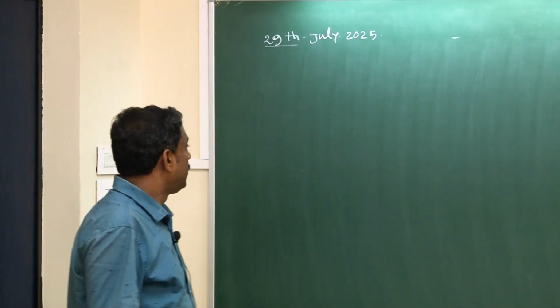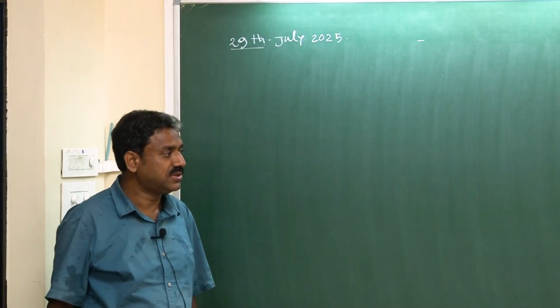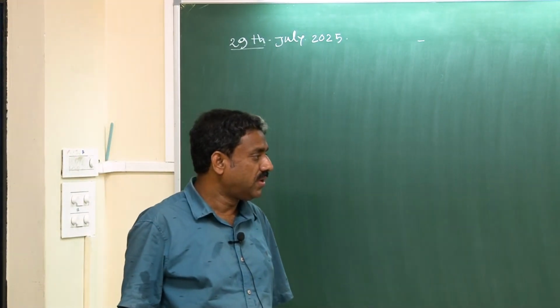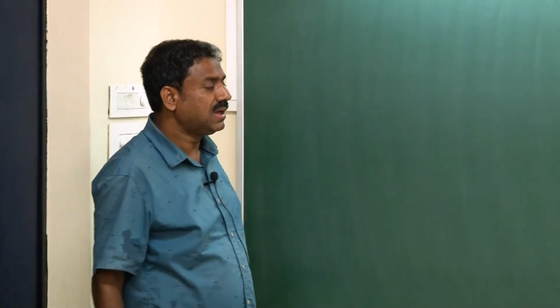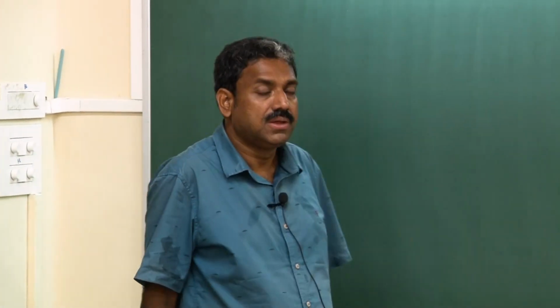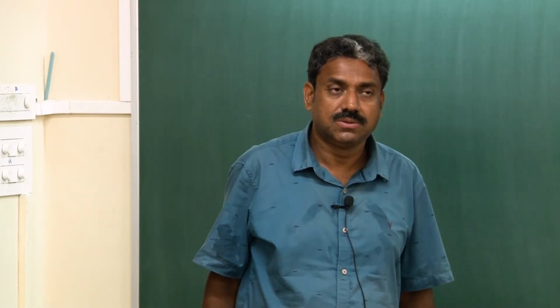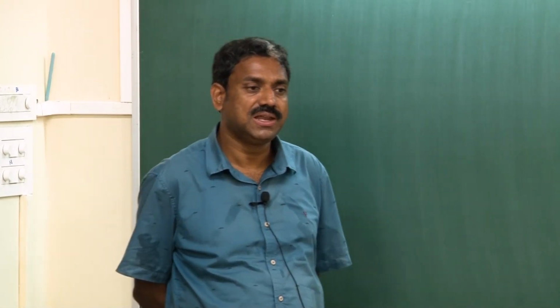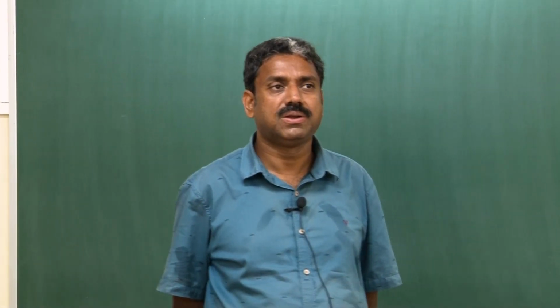Today we are going to continue the lecture on shell buckling, and let us briefly recapitulate what we have done until the previous class. We have derived the Donnell equation and stated the assumptions clearly. Let us briefly recall what we were discussing.